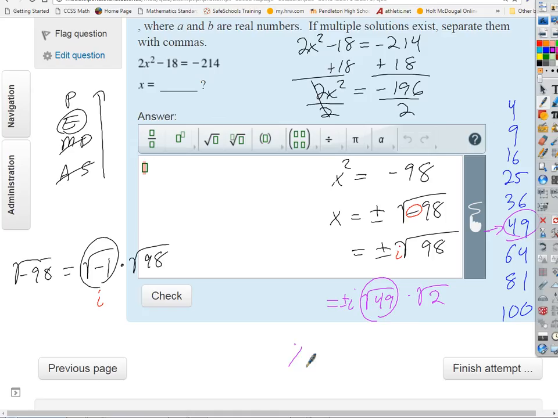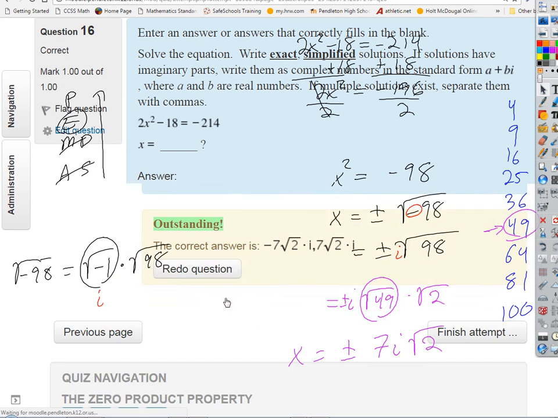So our final answers look like plus or minus the square root of 49 is 7. We've got our i, and then we've got a square root of 2. The order is really unimportant. It doesn't matter where you put the i in your answer. So I'd get positive 7i radical 2 and negative 7i radical 2. Okay?